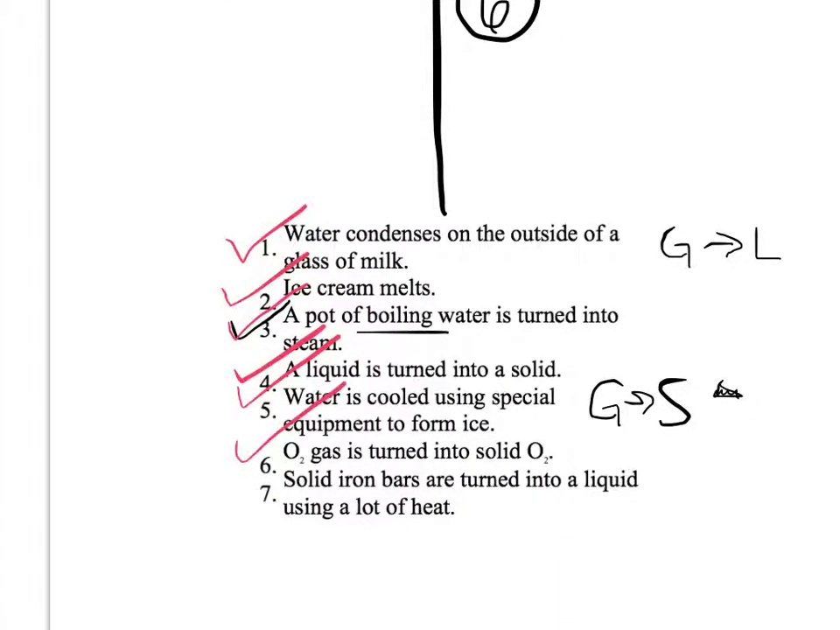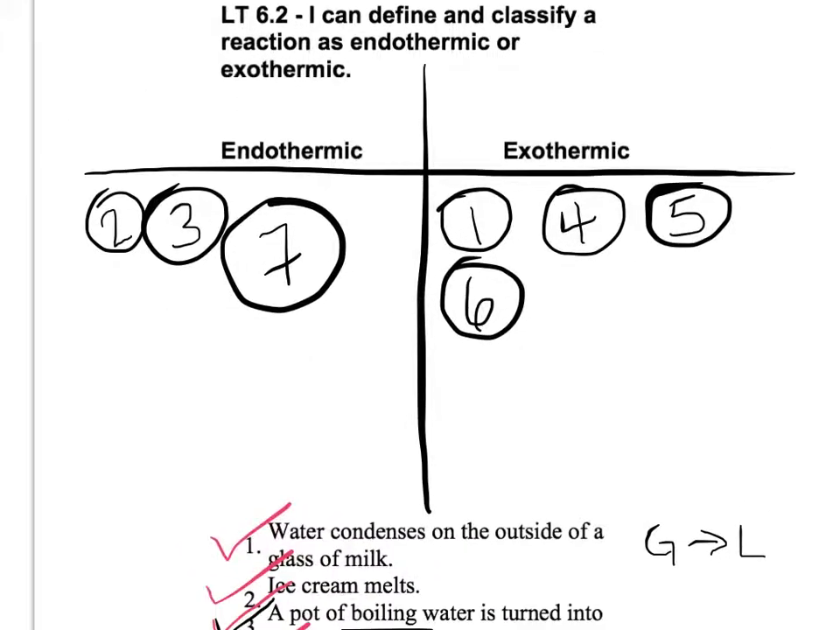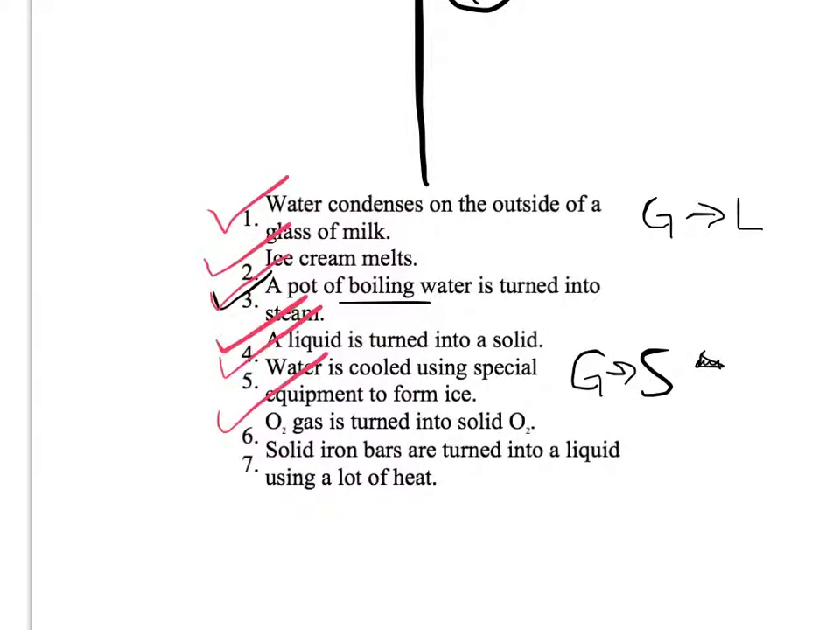And then my last one is solid iron bars are turned into liquid. So if you're going from solid to liquid, that's like melting. So if you melt solid ice into liquid water, you have to add heat. So that is going to be endothermic. Heat is going to be going into the system. So here is my final tally. And there's the list again, if you want to see them all.